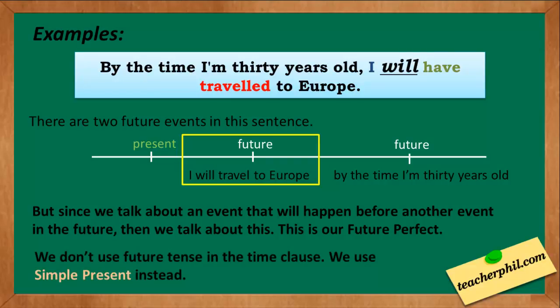We don't use future tense in time clauses. We use simple present instead. We don't say, by the time I will be 30 years old. We only say, by the time I'm 30 years old.